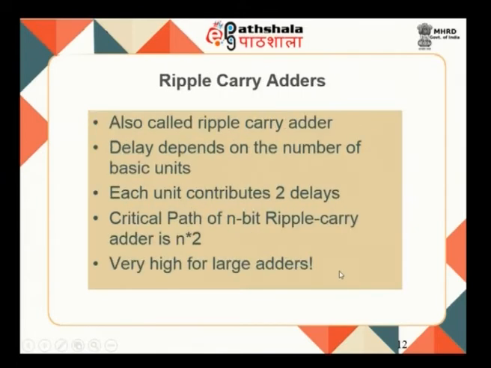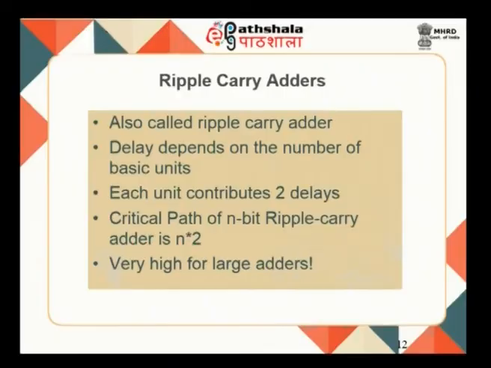indicating that an overflow has been detected. Now, the 32-bit adder that I showed you earlier is normally called a ripple carry adder. That is because every adder unit, every full adder circuit, gets the inputs, produces a sum bit, produces a carry bit, which is then used by the next circuit. So, as the carry ripples from one stage to another, it is called a ripple carry adder.